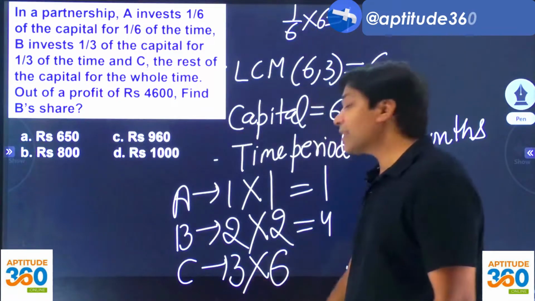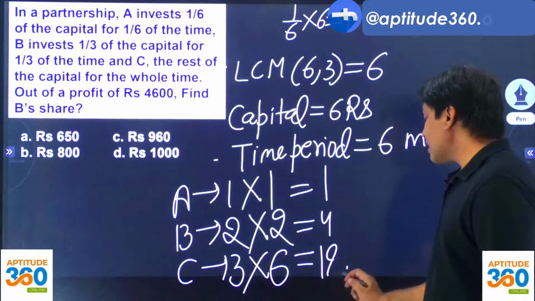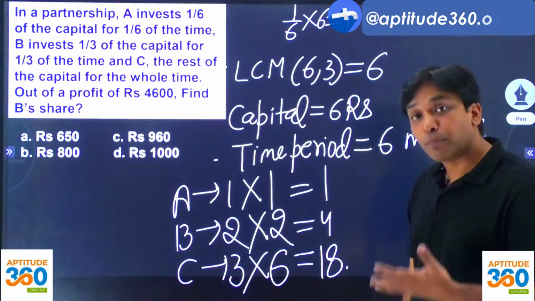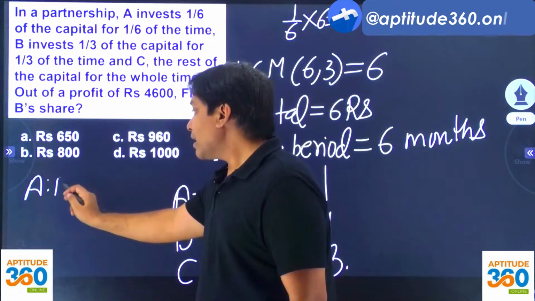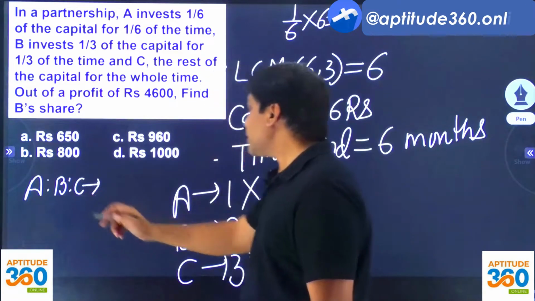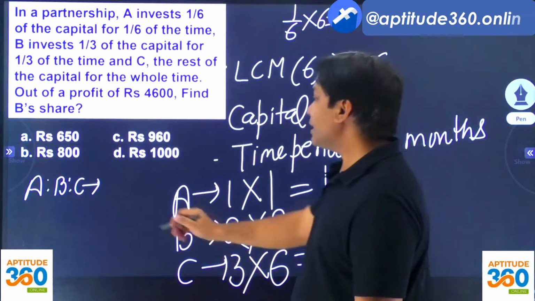पूरा whole time है कितना भाई? 6 months ही तो है. So this is going to be what? 3 into 6, that is coming out as 18. So in what ratio should the profits be distributed amongst A, B and C? The profits should be distributed in the ratio of 1 and 4 and 18.